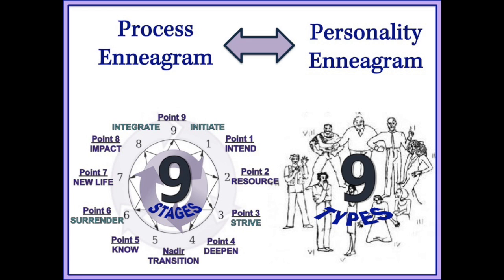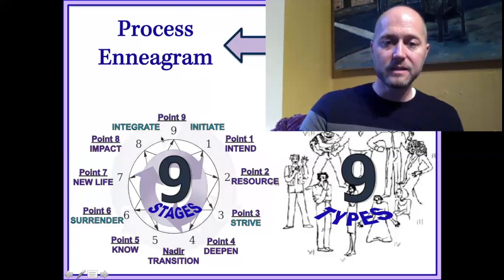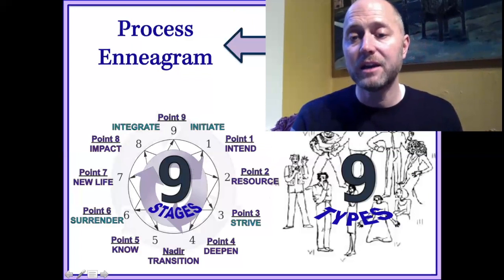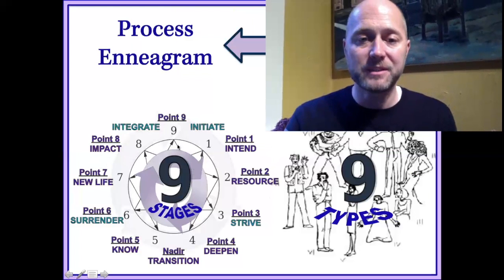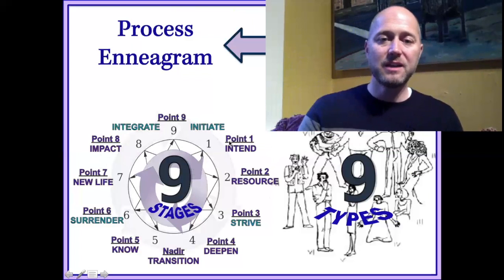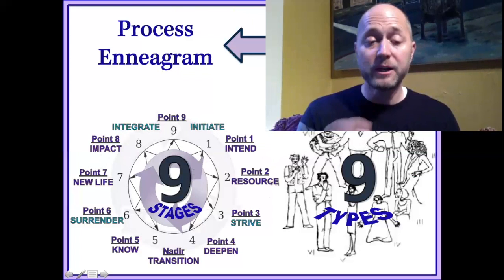So what I've got in this slide is a reminder that the personality Enneagram of the 9 types relates to the 9 stages of the process Enneagram, such that, of course, all of the 9 types are going through all of the 9 stages, but each stage in the process relates to the qualities and the characteristics of each of the 9 types. So, for example, if we take point 1, the point of first impression of intention, it relates to the qualities of the type 1, the perfectionist reformer.